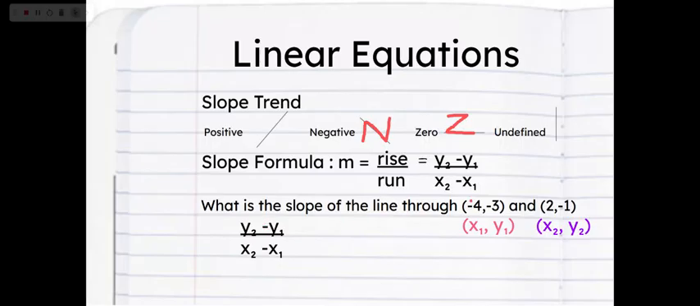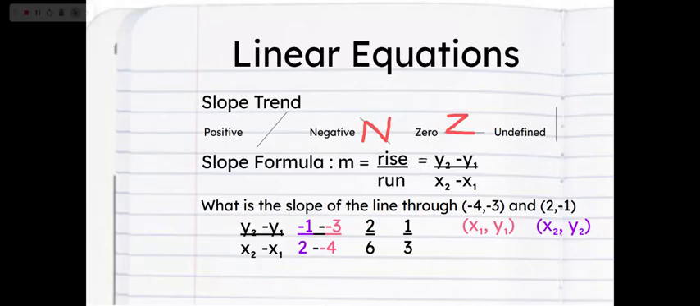Make sure when you're plugging stuff in that you keep an eye out for the negative signs, because sometimes you'll have two negatives next to each other, sometimes you won't. So I have negative 1 minus negative 3. That means negative 1 plus 3, which is 2, over 2 minus negative 4 means 2 plus 4, which is 6. Always simplify your fractions if you can, and then that's going to be your slope.